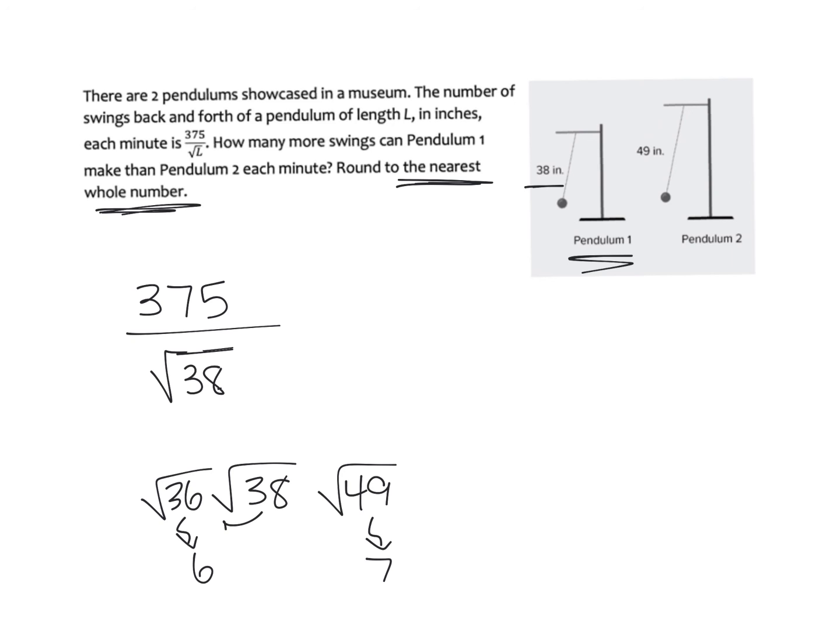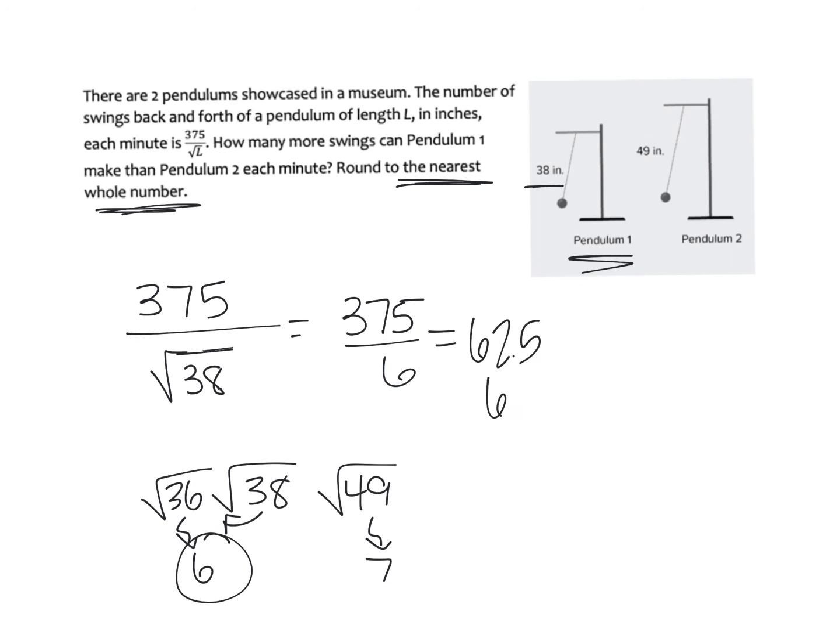Well, 38 is definitely pretty close to 36. So I'm going to say it's about 6 because it's set to the nearest integer. So this one is 375 divided by 6. The one on the test will be pretty nice, but you're going to divide that out. I'm just going to use a calculator for this one, for time's sake. If you divide that out, 375 divided by 6, it's actually about 62.5 or about 63. Now I'm going to do pendulum 2, and I'm going to do that in a different color.